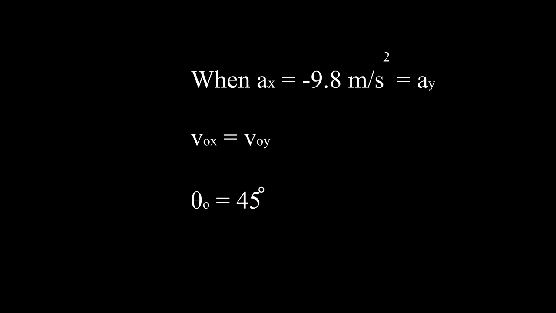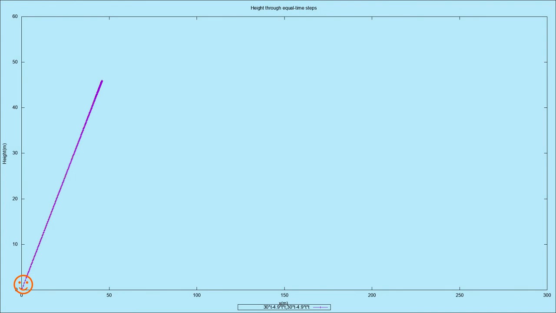When a sub x matches a sub y, both are minus 9.8 meters per second squared, and the x and y components of the initial velocity match, then the initial launch angle, theta sub 0, is 45 degrees. Then the batted baseball returns to the batter, where she could hit it again and again every few seconds.